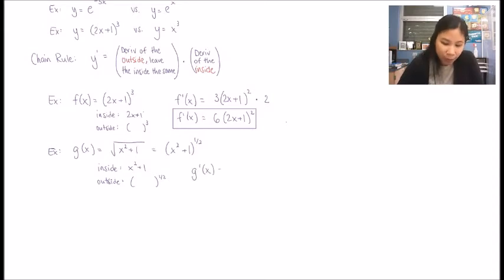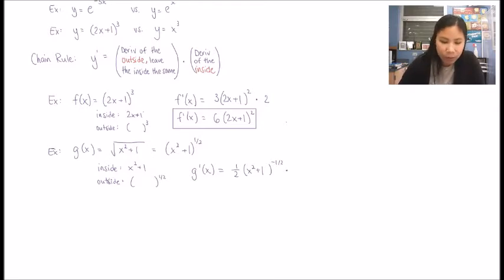So g prime of x is going to be the derivative of the outside. The outside stuff was the stuff raised to the 1/2 power, so I'm going to apply the power rule to it. Move the exponent down to the front of the stuff, and then subtract the exponent by 1. So this would make it a negative 1/2. And then the stuff on the inside stays the same. So x squared plus 1, that was on the inside originally, stays the same.